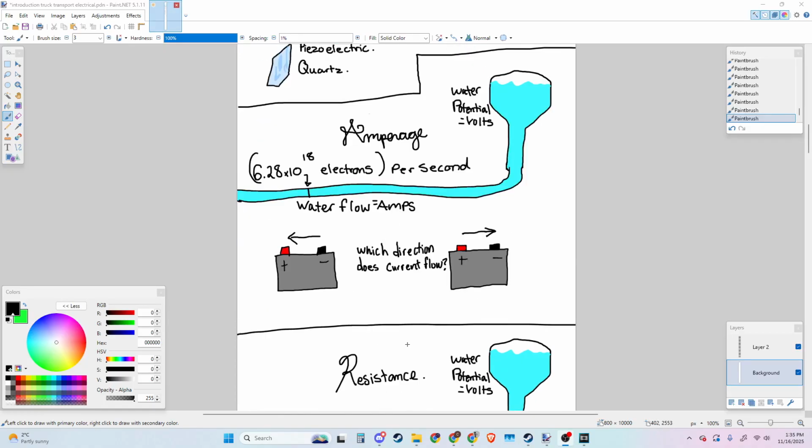And now let's talk about amperage. Amperage is defined as how many electrons are flowing through a given point in 1 second. 1 ampere is equal to 6.28 times 10 to the power of 18 electrons, which is equivalent to 6.28 billion billion electrons passing a point in the conductor in 1 second. So that's like this one tiny little band here. That's how many electrons are flowing in 1 second.